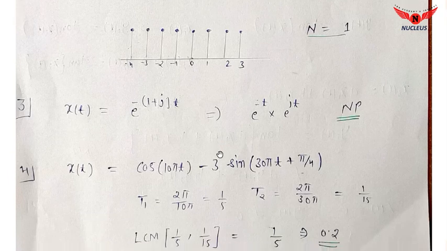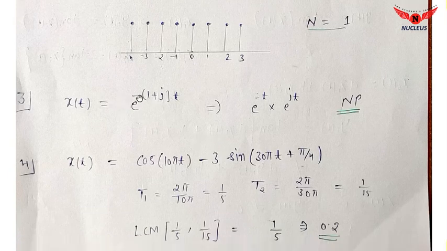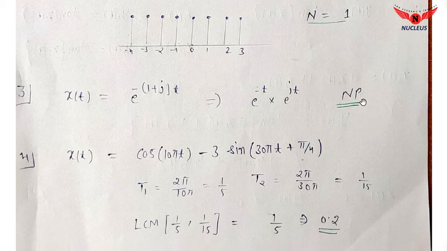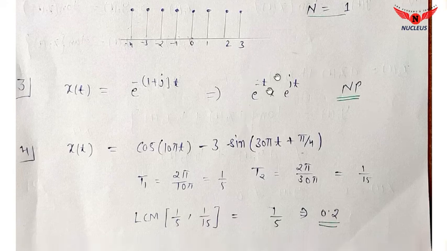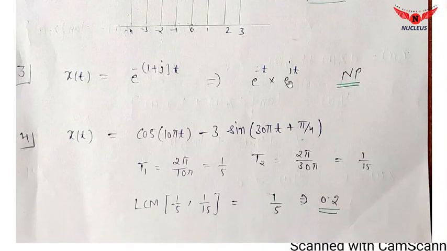Another example is x2 equal to e to the power minus 1 plus jt. You can separate it: e to the power minus t multiplied with e to the power minus jt. This is a non-periodic function because whenever a decay function is multiplied with any signal, the signal will be non-periodic. So this is the decay function, and it is multiplied with e to the power jt.